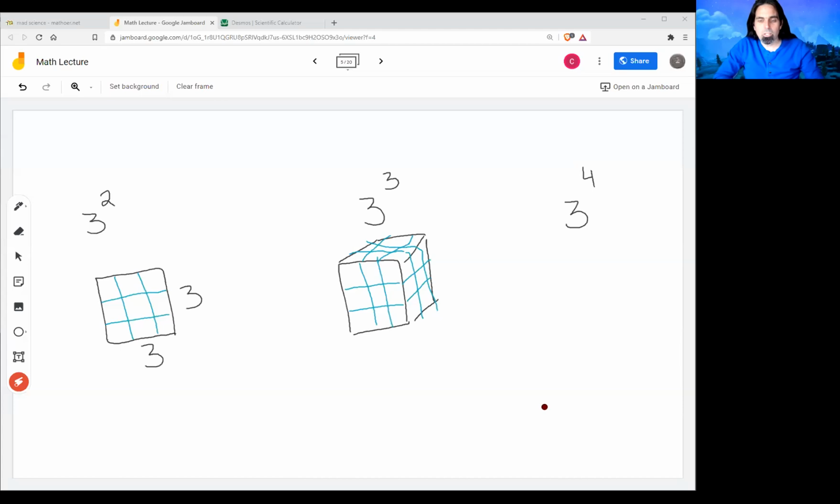So a wonderful question. 3 to the 4th certainly means something: 3 times 3 times 3 times 3. We just don't have a cutesy name for it.